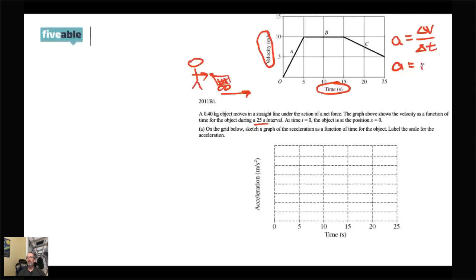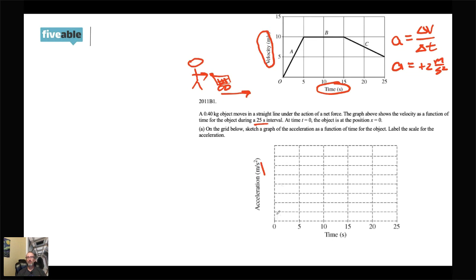It is positive 2. Remember, the unit here is a meter per second squared, and they did give that to you, which is a hint. So that should help you see that it is the slope. So our acceleration from 0 to 5 seconds is positive 2. That is, it looks like, the biggest.